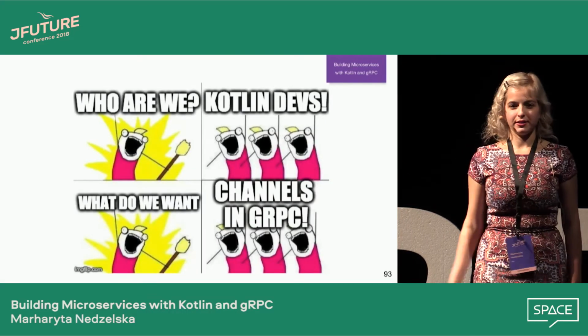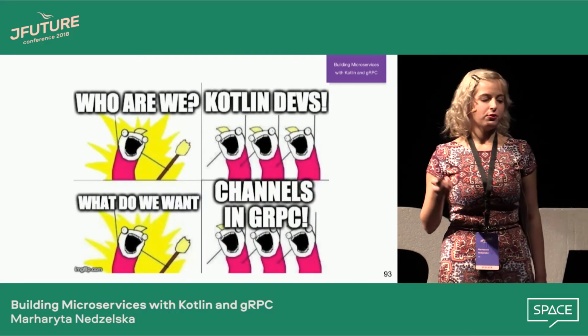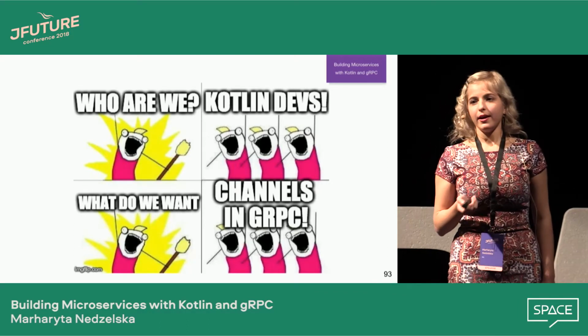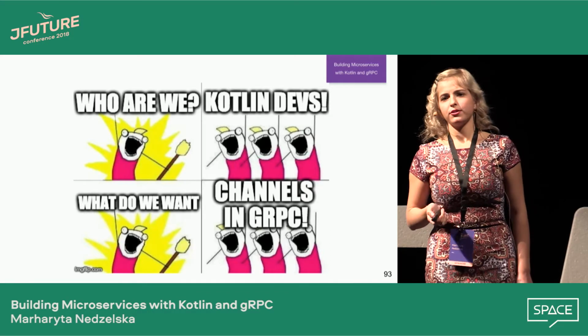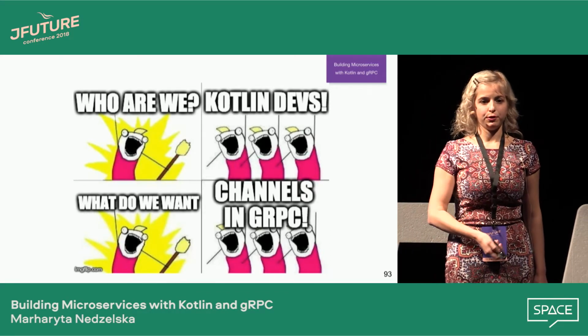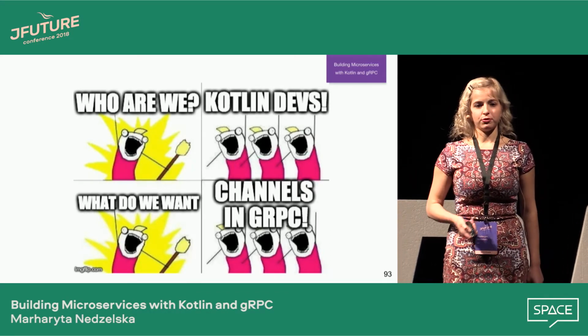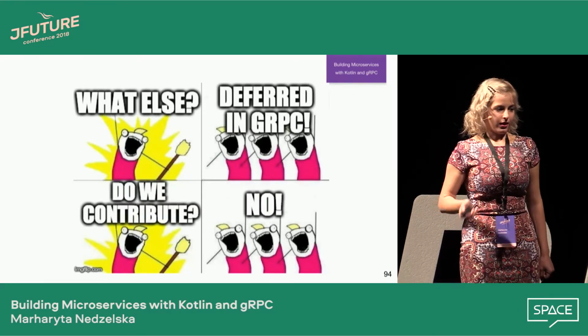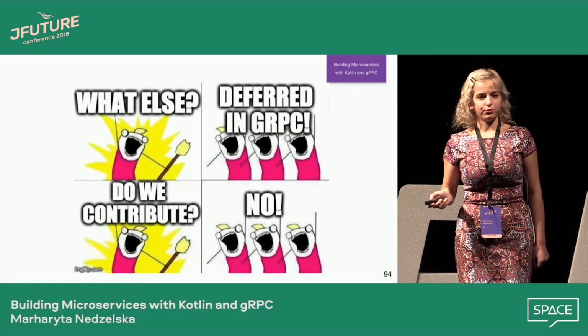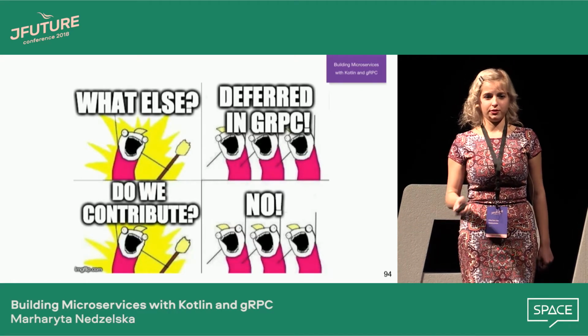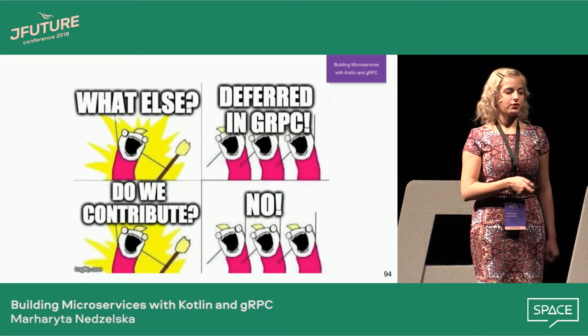Who are we? We are Kotlin developers, actually. What do we want? We want to use channels in gRPC. I talked a lot about stream observers, but stream observer is not a thing we want to deal with in Kotlin. We want to deal with channels. We want to use coroutines. We also want to use deferred. We don't want to use listenable future, because listenable future is not the best future. So we want to use deferred.